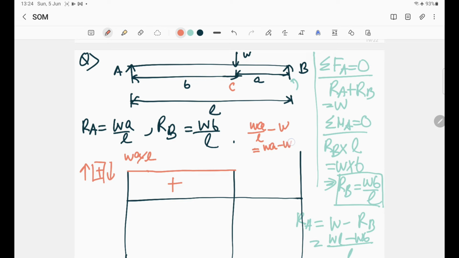I'm taking WA minus WL by L, and we'll take W common, and it will be A minus L by L. So A minus L gives us B, right? So it will be minus WB by L, and then we'll join it, it will be negative.